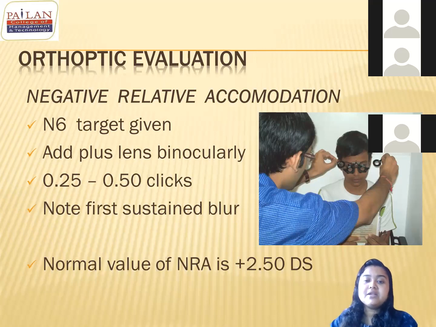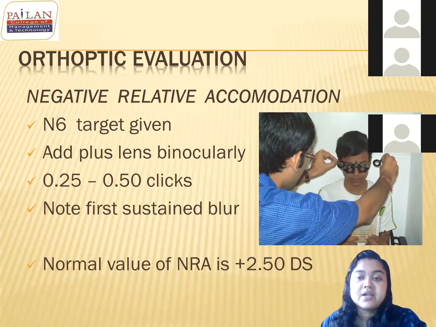So first sustained blur, you note it down. While measuring negative relative accommodation, you need to keep the higher plus lenses first. Then you need to remove the lower plus lenses. Why? Because if you are removing the plus lenses first, you are again stimulating the accommodation. By adding plus lenses, we are relaxing the amount of accommodation.